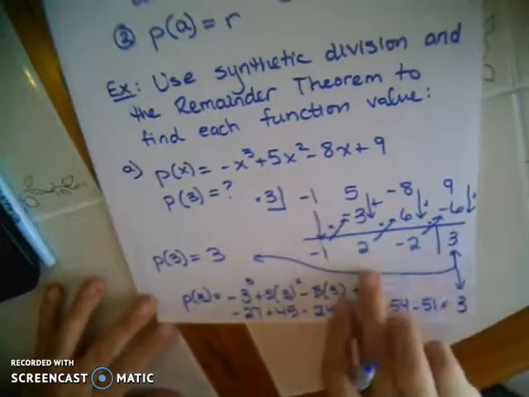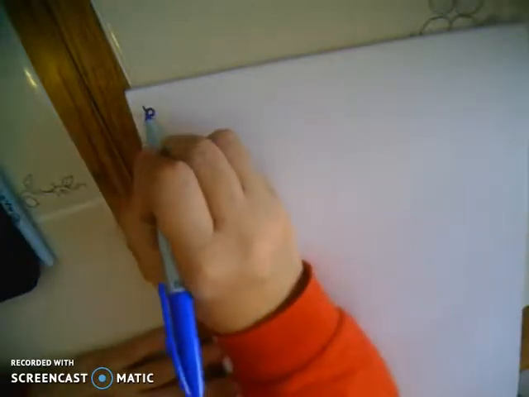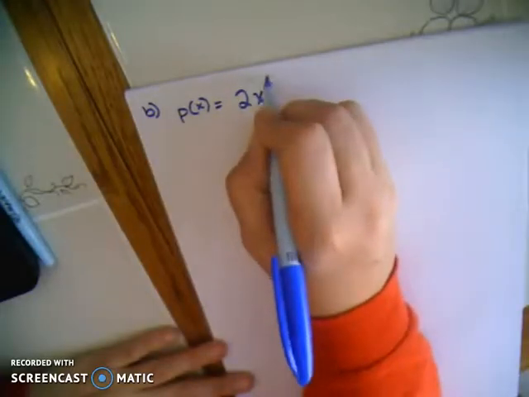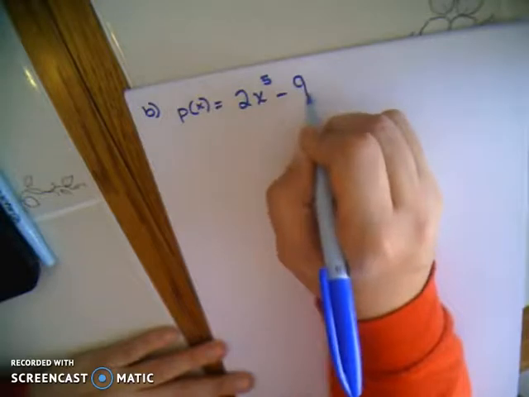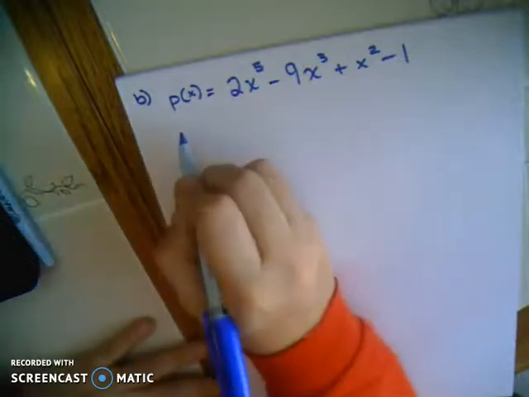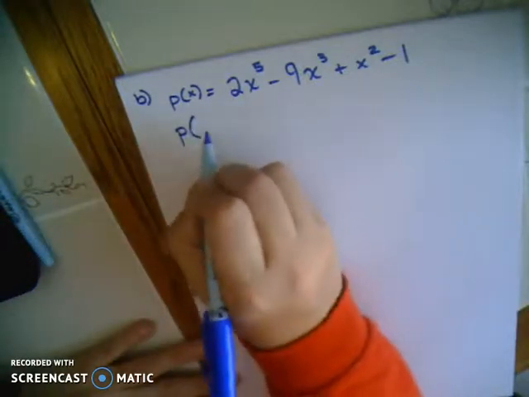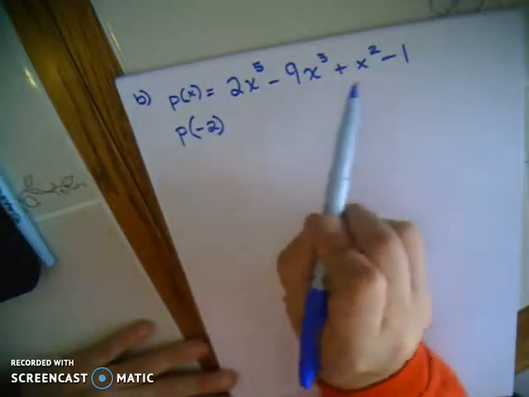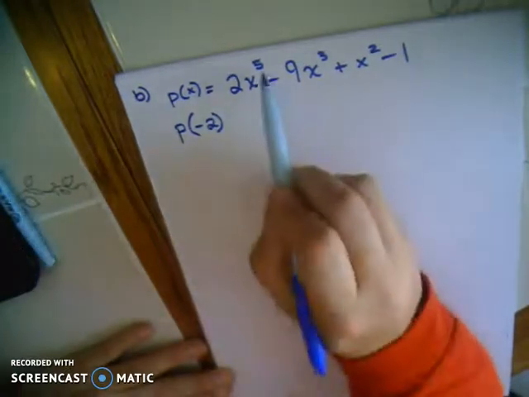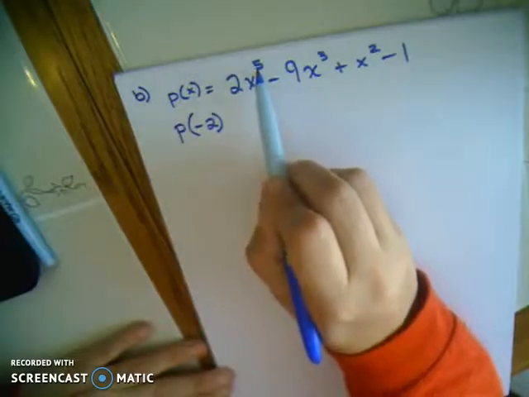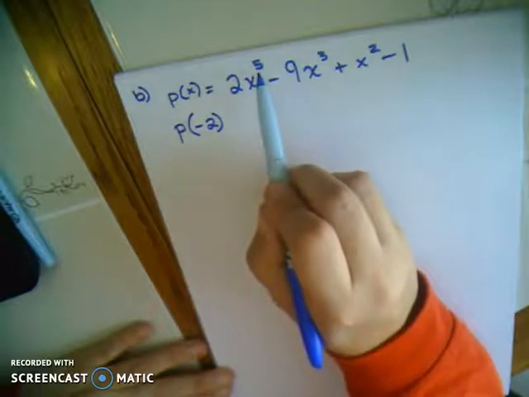So let's look at another example. Let's say we have P of x equals 2x to the 5th minus 9x cubed plus x squared minus 1. And we want to find P of -2. I changed a couple things purposely here. Notice this is a 5th degree polynomial. That means when I write my synthetic division, there should be 6 coefficients.